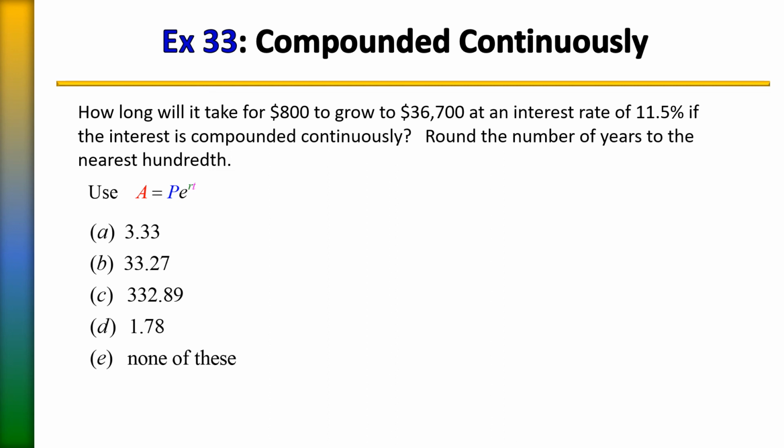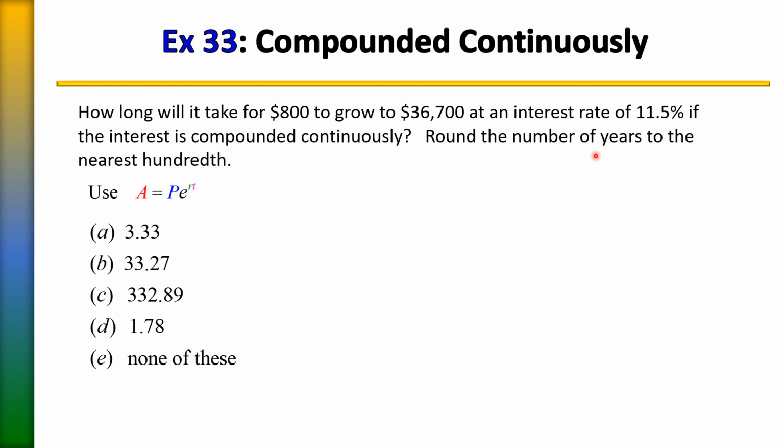Now the A and the P are going to be the same as the previous formula that you used. A is your future value. In other words, let's interpret this problem. We have $800 that is being put in an account, and we want it to grow to $36,700. In other words, we want to leave it in the account, don't touch it, let it grow interest at a rate of 11.5%, compounded continuously until it gets to $36,700. So our A stands for our future amount, that's going to be the $36,700 that we want it to grow to. Our P is our principal amount, the amount that's put in. It's also called the present value, and that is the 800 that we started with, that we put in.